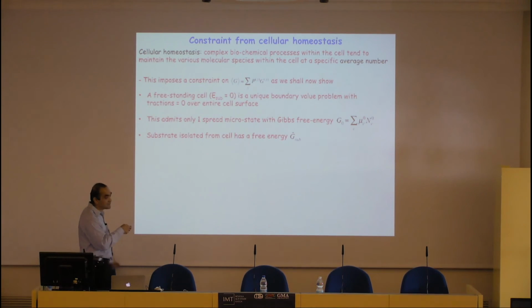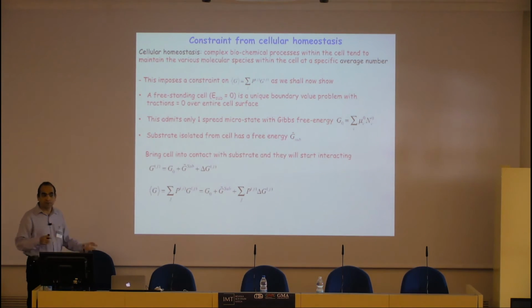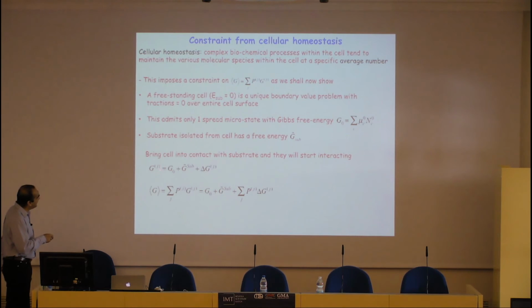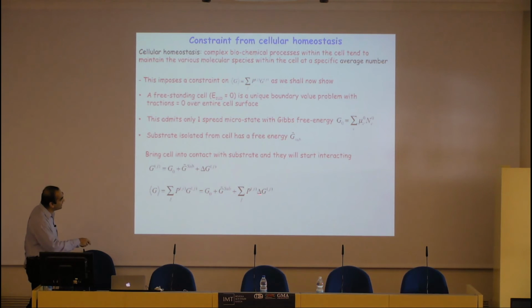Now I take a cell on an isolated substrate, with the substrate isolated from the cell. Of course, the substrate has some energy because it's just sitting there isolated. Now I bring the cell into contact with the substrate. So I bring the two into contact, and I'm going to say that the system is in some spread microstate J. You could write that free energy as G naught, which is that term here, plus the two terms from the isolated case, plus some interaction term, because there's going to be some interaction occurring between the cell and the substrate. And then the average over the entire ensemble would be given by this term here.